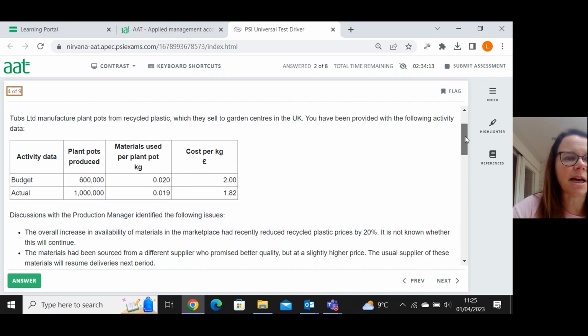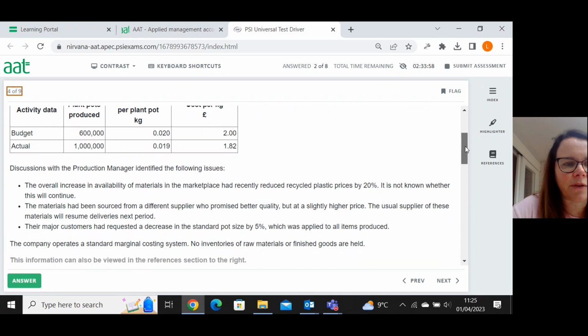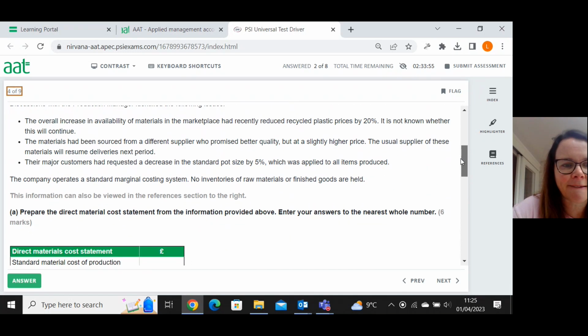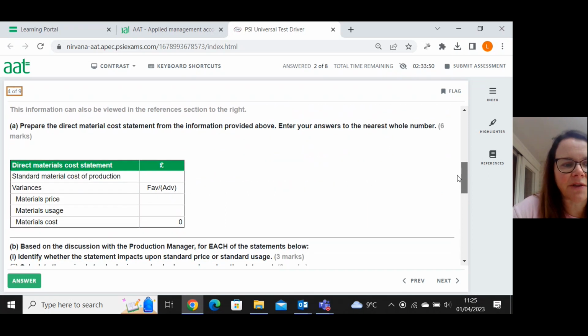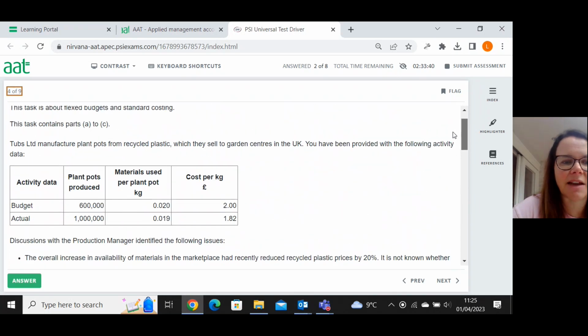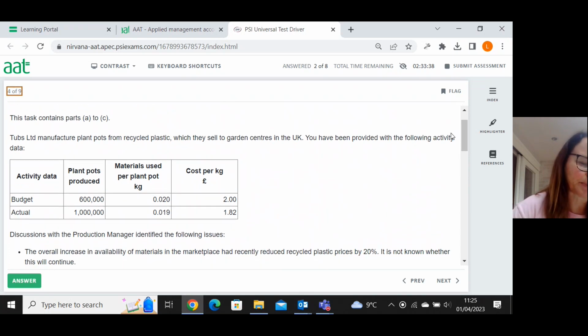Right, so the first part, Tubbs Limited manufacture plant pots from recycled plastic, which they sell to garden centres in the UK. You have been provided with the following activity data. We've then got some information. And then we are asked, first of all, to prepare the direct material cost statement from the information provided above. So we've got to work out our material variances.